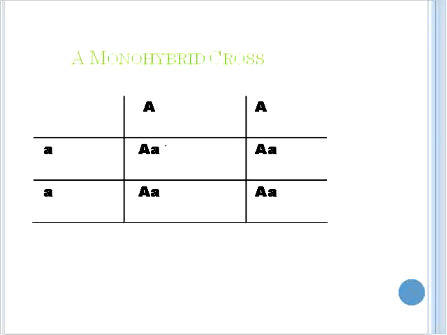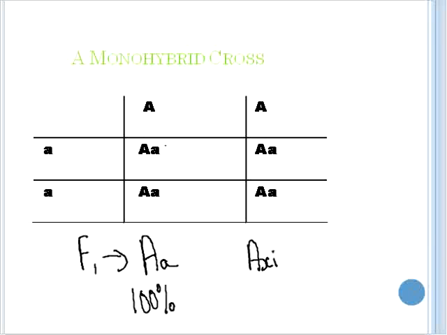This completes the monohybrid cross for the first parental generation. All of the F1 generation are heterozygous, big A, little a, 100%. In terms of phenotype, the phenotype would all be axial, as axial is dominant.